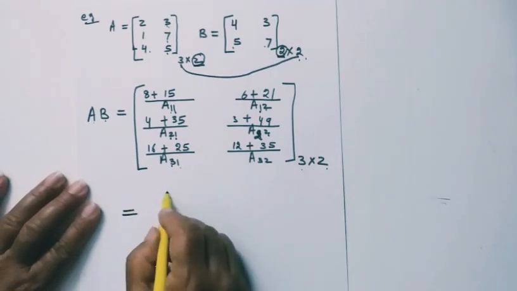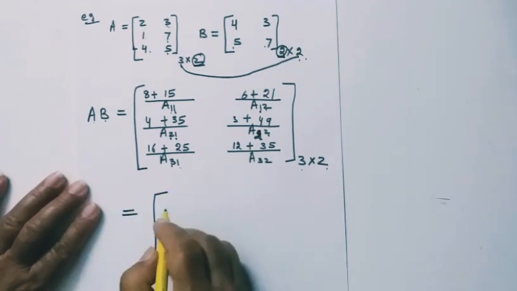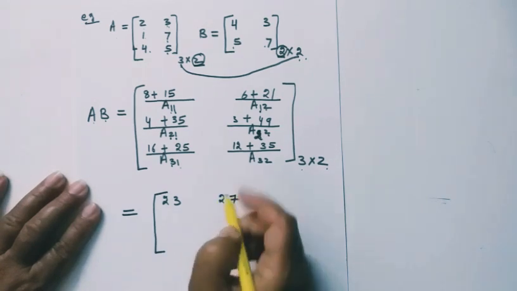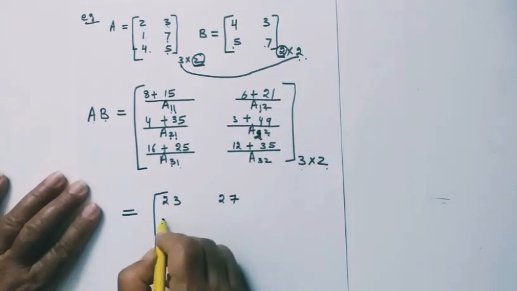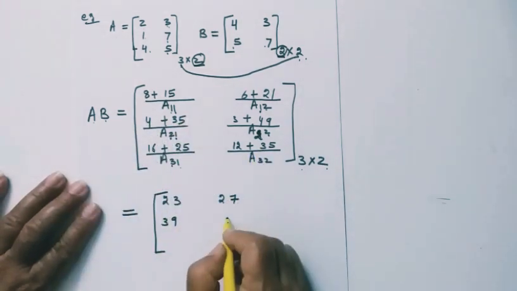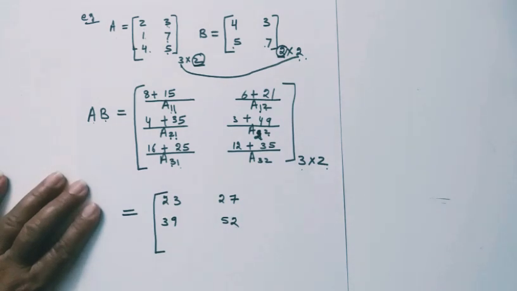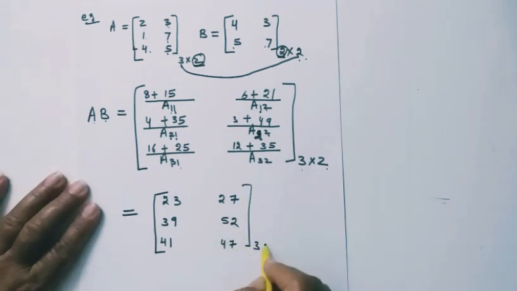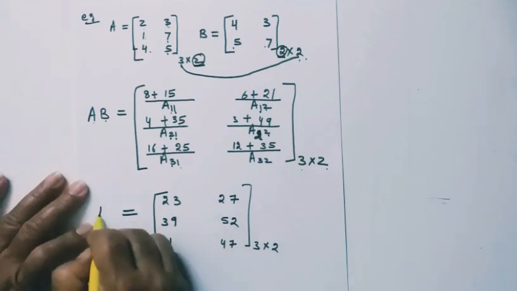Now we add these elements and we get 23, 21 plus 6, 27, 35 plus 4, 39, 49 plus 3, 52, and then this number is going to be 41 and this number is going to be 47. So this is the product AB.